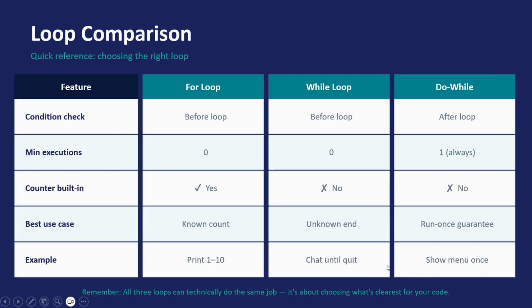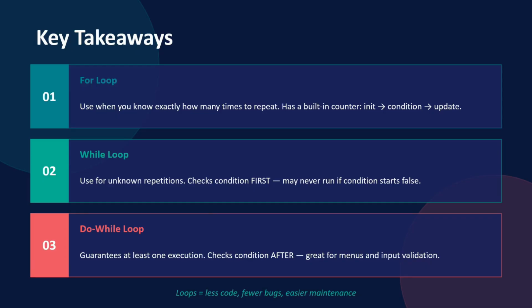Remember, all three loops can technically do the same job. It's about choosing what's clearest for your code. So, key takeaway, last I told you which loop to use when. We use the for loop when we know where to start and where to end. Use it when you know exactly how many times to repeat.